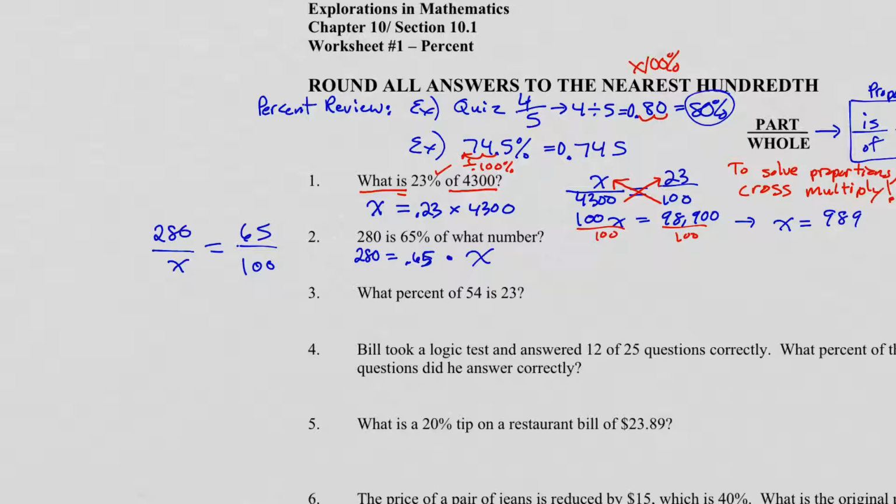Okay, so you should have 280 over x equals 65 over 100, because 280 is the is number, okay? And then the of number, we don't know, it's x. So that goes in the bottom. So we cross multiply. So 20,000 equals 65x. Divide both sides by 65.